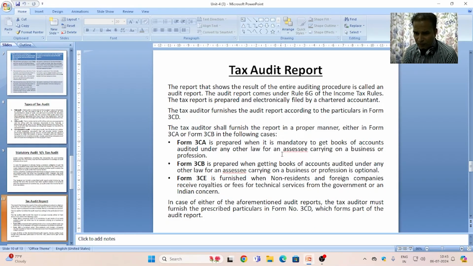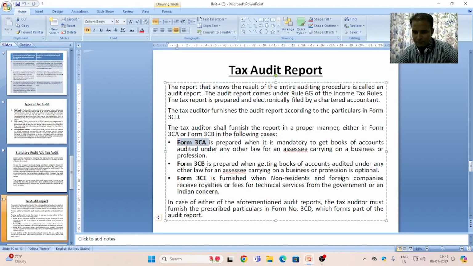The tax auditor furnishes the audit report according to the particulars in Form 3CD. Form 3CD is a prescribed format for the SSE to furnish the tax audit report. The tax auditor shall furnish the report in a proper manner, either in Form 3CA or in Form 3CB, as applicable.